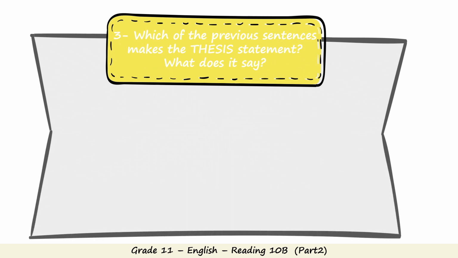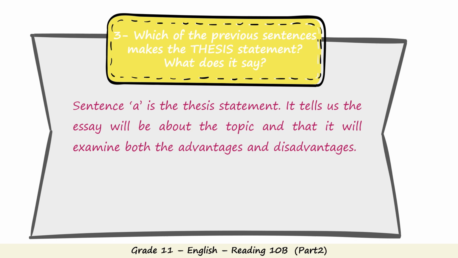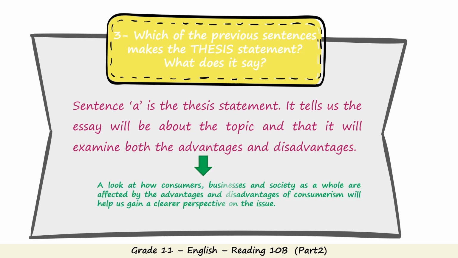Question 3. Which of the previous sentences makes the thesis statement, and what does it say? Yes, it's sentence A. Sentence A represents the thesis statement. It tells us the essay will be about the topic and that it will examine both the advantages and disadvantages. That's true. A look at how consumers, businesses, and society as a whole are affected by the advantages and disadvantages of consumerism will help us gain a clearer perspective on the issue.